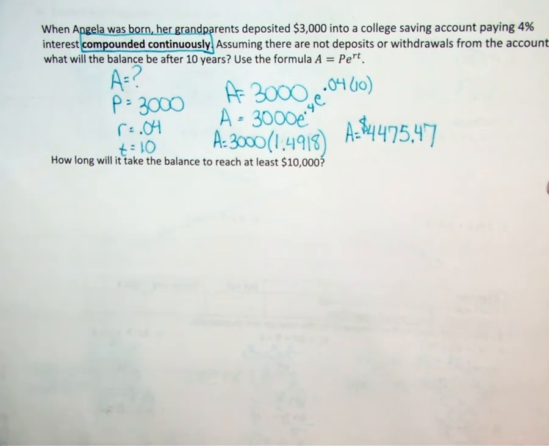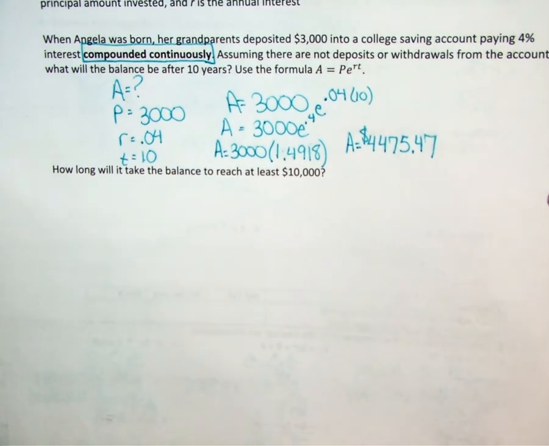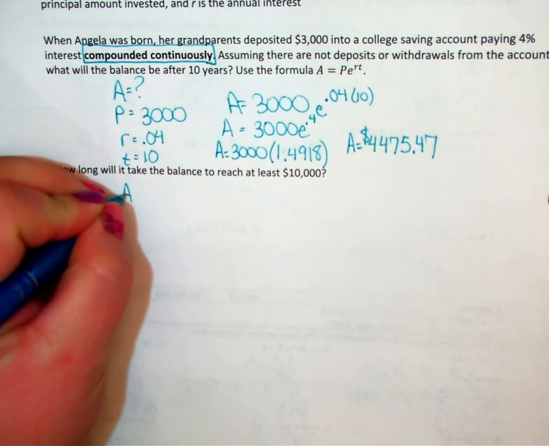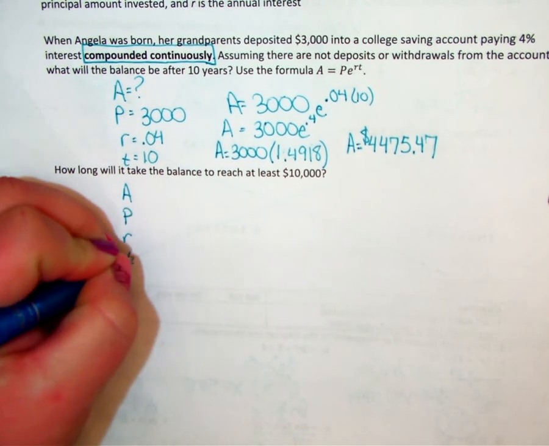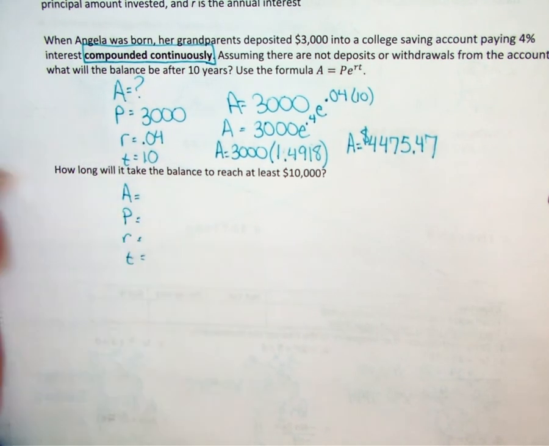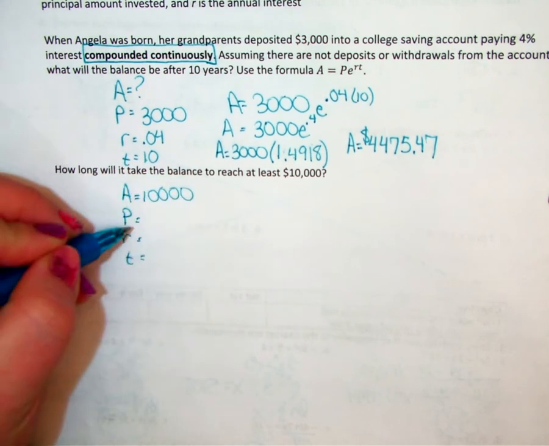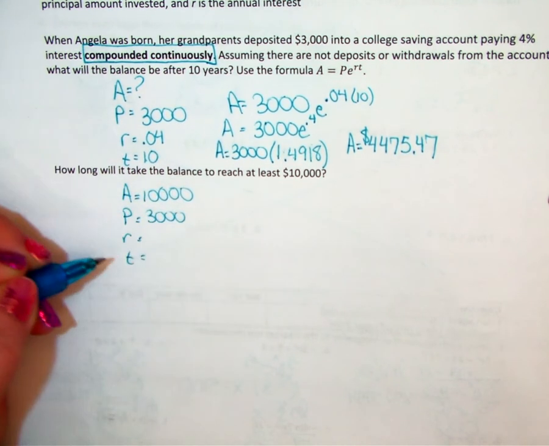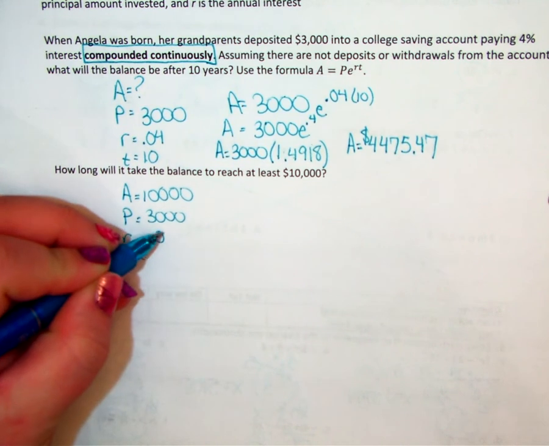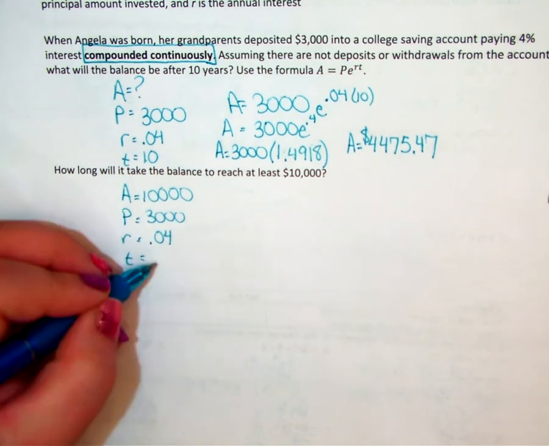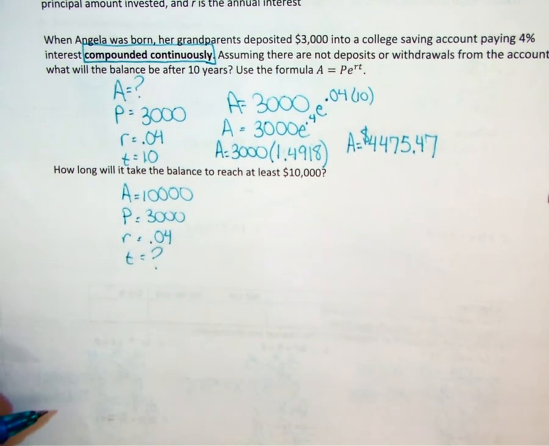Let's take a look at the next one. How long will it take the balance to reach at least $10,000? Well, A = Pe^(rt) again. This time they want the ending account balance to be $10,000. We're still starting with 3,000. We're still using an interest rate of 4%, but this time we're looking for time. So let's plug all that into the formula and see what it looks like.